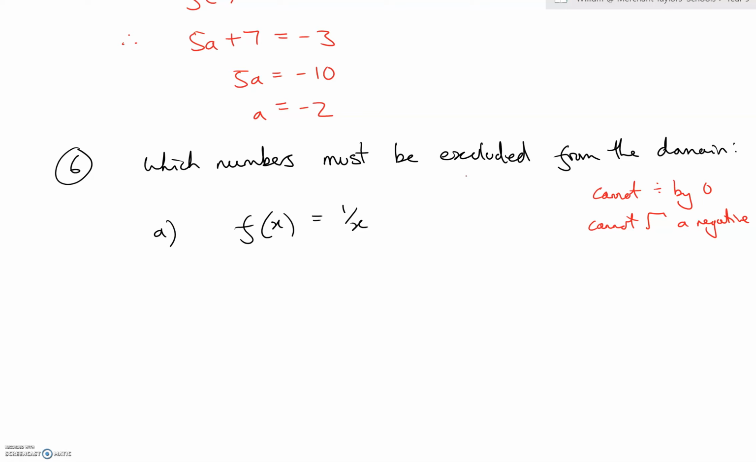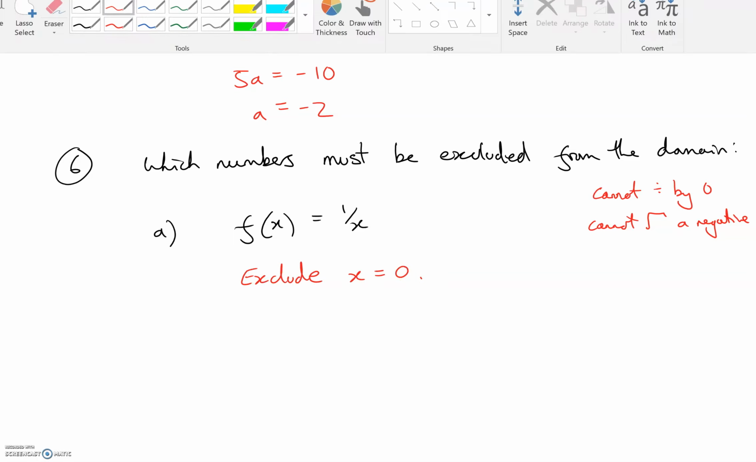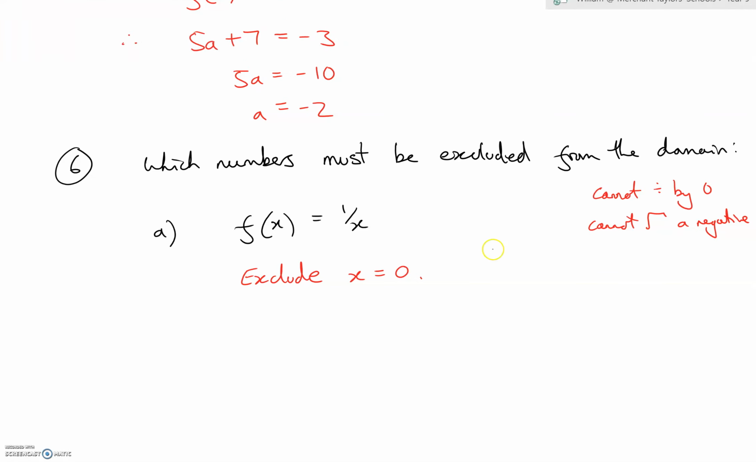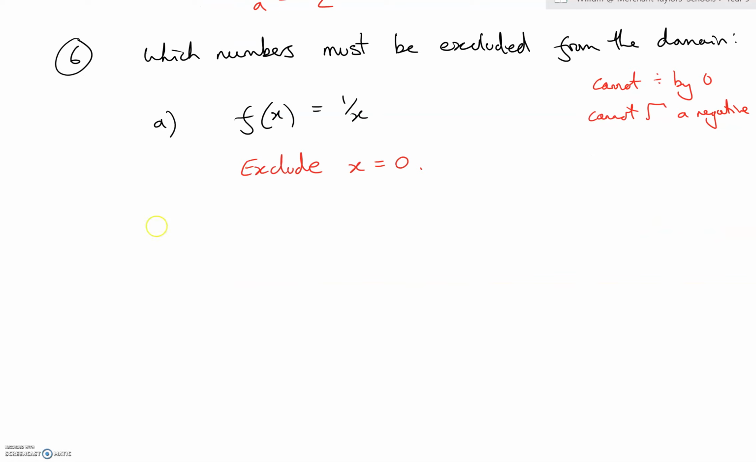So here, if you can't divide by 0, whatever makes the bottom equal to 0, so in this case just x equals 0, that's what I've got to exclude. So I'd say exclude x equals 0 from the domain. If x is 0, I'd end up with 1 over 0, and then I've got problems. I'm not allowed to divide by 0.